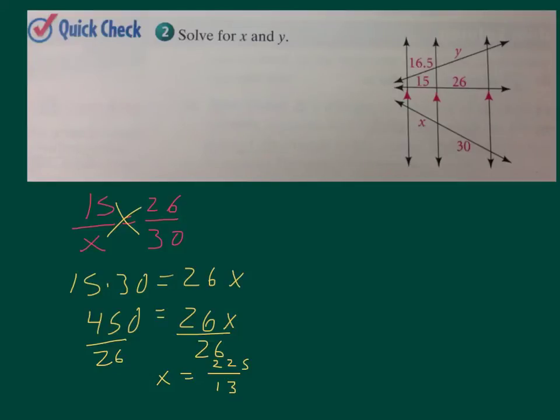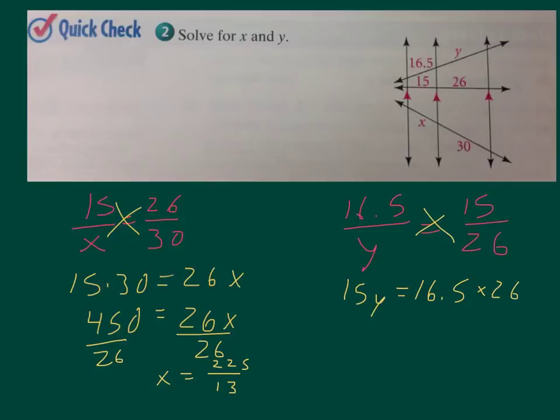Now, let's see if we can get y. I would put 16.5 over y better equal 15 over 26. Notice I'm doing it a little bit different this time, but there are several different ways to do this. Again, we do cross products. 15y is going to equal 16.5 times 26. So we have 15y equaling 429.